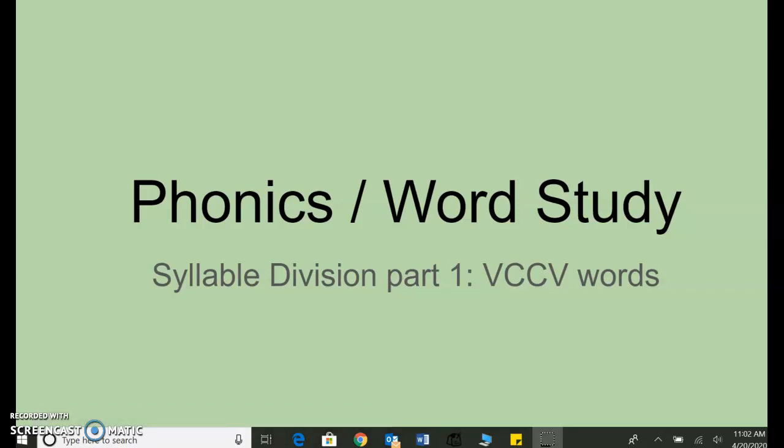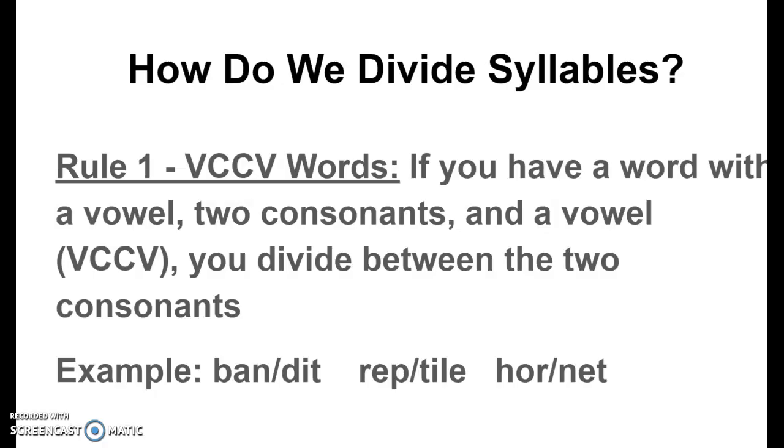Today I'm going to talk a bit more about syllables. And in fact, what I'm going to focus on today is how you can divide syllables. And today we're going to talk about something called VCCV words. What that stands for is vowel, consonant, consonant, vowel words. And it sounds really funky, but once I show you, you'll know exactly what I'm talking about.